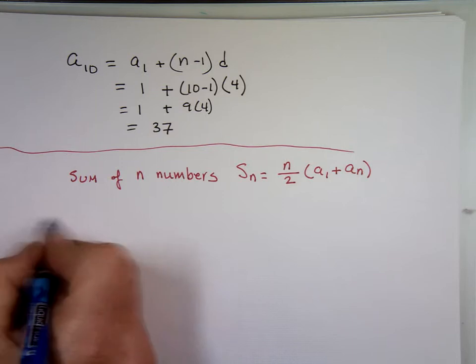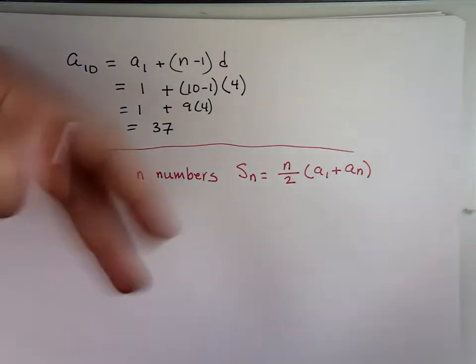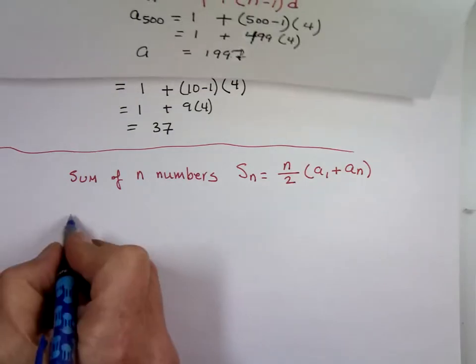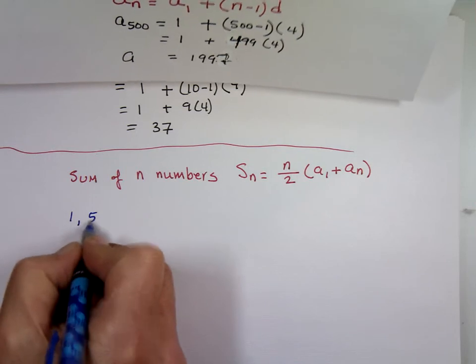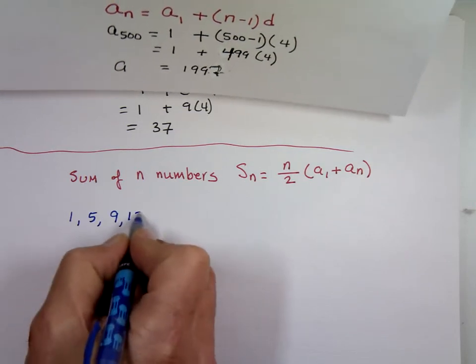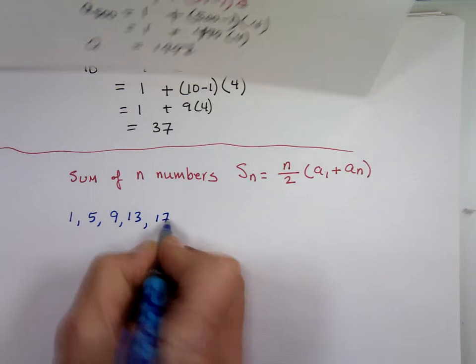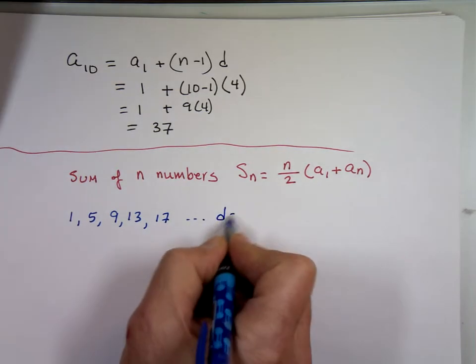Somebody did. I know, that's crazy. So let's take the first 10 numbers again, going back to that example. 1, 5, 9, 13, 17. So we know D here is equal to 4.